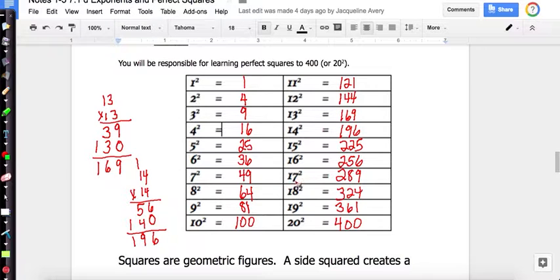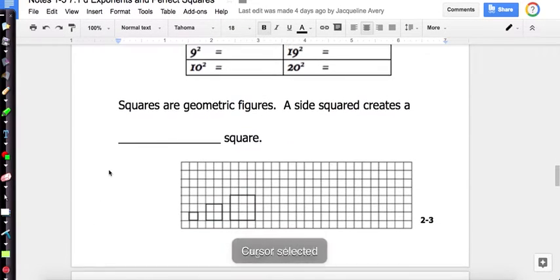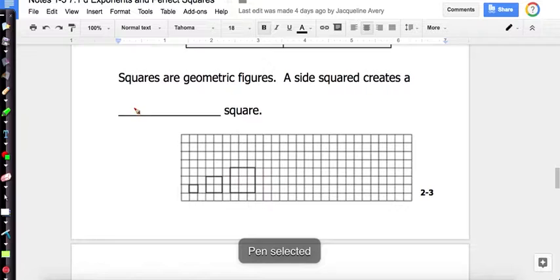That would also work if we ended in a 9. Then we would pick 17 times 17 and 13 times 13 to do. If you know those tricks, you can save yourself a lot of time. Also, if you think logically about the numbers, you may not even need to multiply once we get enough practice with perfect squares. Squares are geometric figures, and this is where perfect squares came from. A side creates a perfect square.